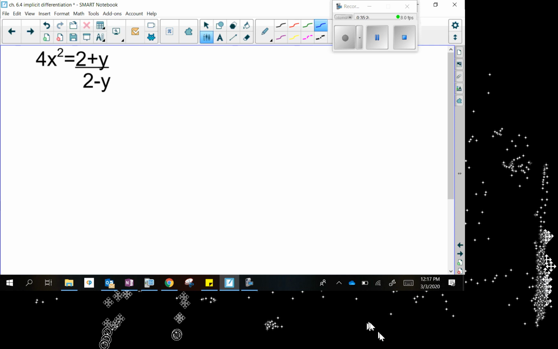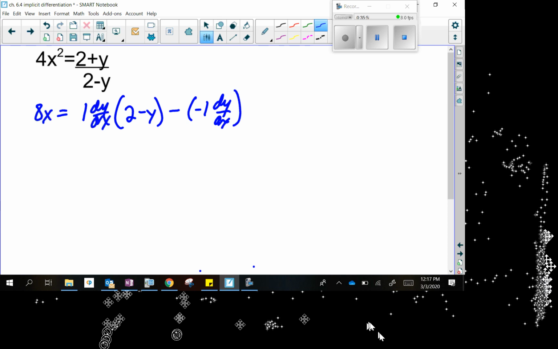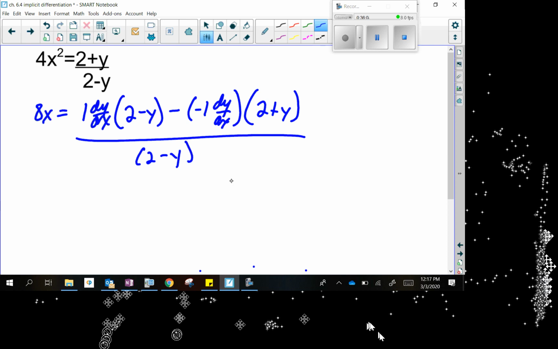Okay, so 4x squared, we just get 8x, right? Now what's the derivative of the top? 1 dy dx times 2 minus y, just a y, because we're not taking the derivative of the bottom, minus the derivative of the bottom, which is negative 1 dy dx, times the top, and then all over the bottom squared, which is no derivative. So we're good.